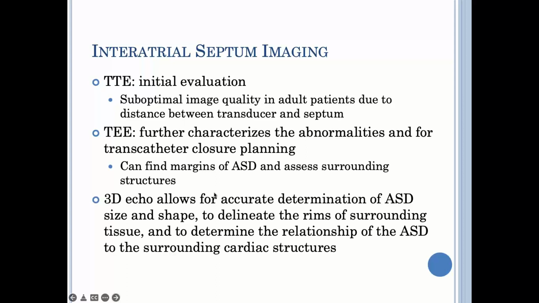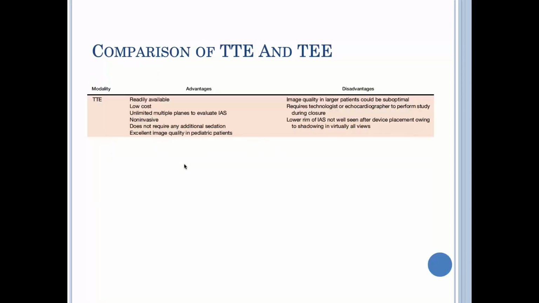And then 3D echo, which I have a few images of here and there, is also very helpful in determining the size and shape of the ASD and to delineate the rims of the surrounding tissue. It gives a good three-dimensional understanding of the relationships of all these structures.